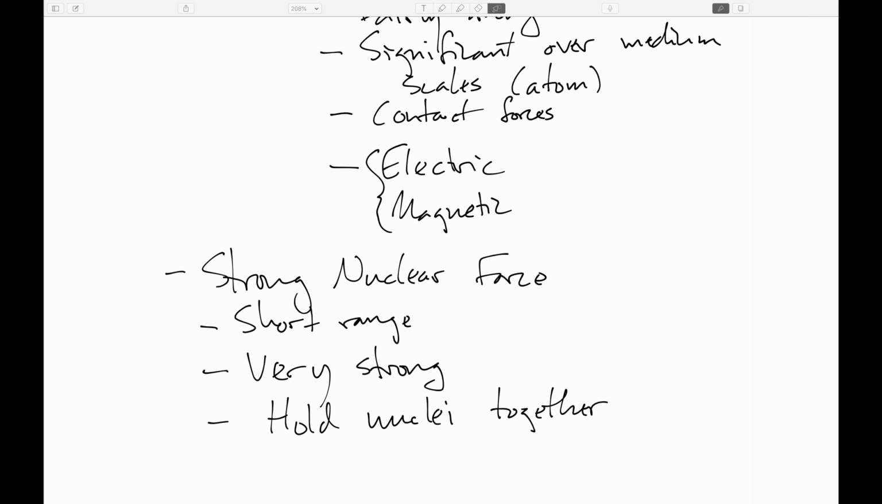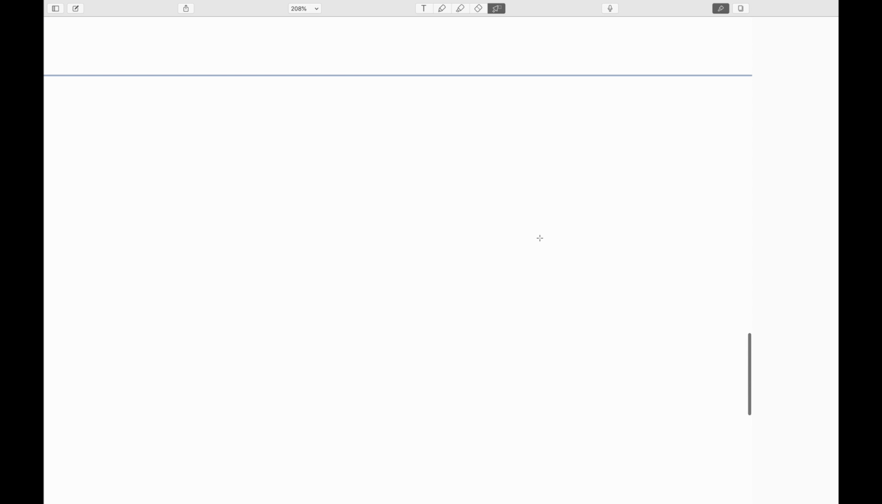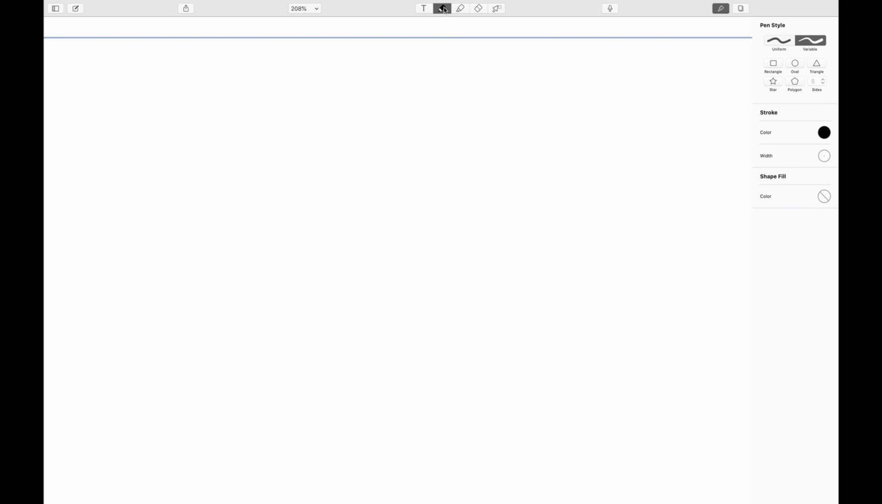Okay, so with that aside, let's now take a look at the contact forces, because for the most part in this treatment, we're going to be taking a look at gravity and the contact forces. So let's get at them with the contact forces.